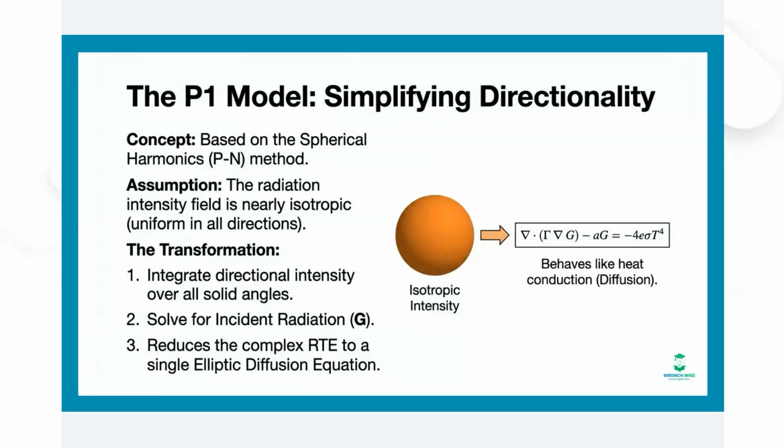By making this assumption, we can actually integrate the directional intensity over all the solid angles. Instead of solving for directional intensity, we solve for a single scalar value, incident radiation G. So the payoff essentially is this equation that we get on the right here. Now, if you recognize this structure, this looks very close to the heat conduction equation. So a complex radiation problem turns into a simple elliptic diffusion equation.